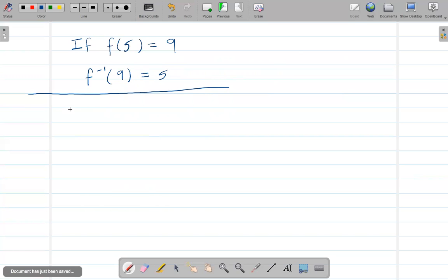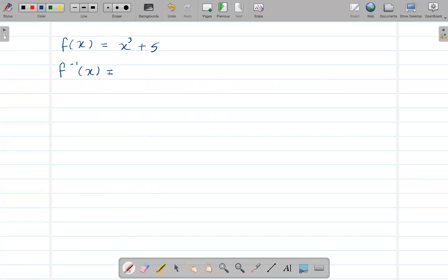Now, what about if a function is given, f of x is equal to x to the power 3 plus 5? Let me just do it on a different page. Okay, so now the function is given. Now let's find the inverse of this function.